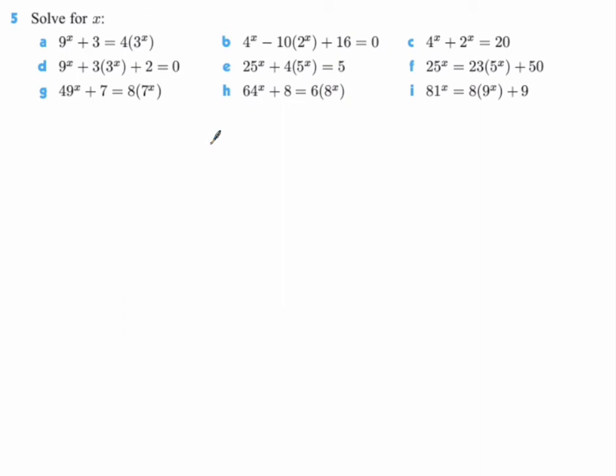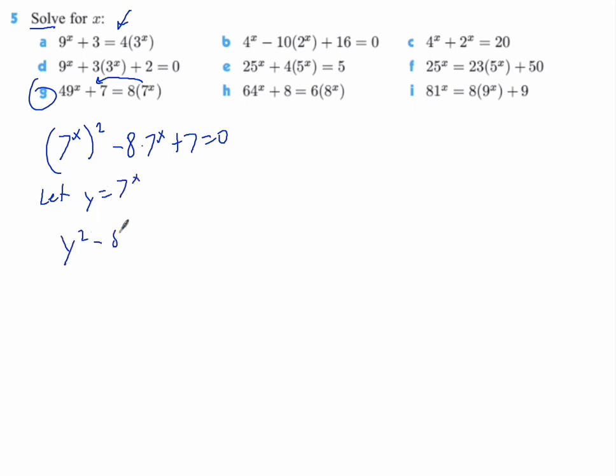Okay, these are equations now, so this is not simplifying, this is solve, but we can simplify first in order to solve, right? So maybe we'll do number G. First of all, let's get everything on one side, and we got 7 to the power of x here. We can write this as 7 to the power of x squared. We bring this to this side. Minus 8 times 7 to the x plus 7 equals 0. We can do a y substitution. Let y equal 7 to the x, so we have y squared minus 8y plus 7 equals 0. So it's a quadratic that we can factorize. So that's y minus 1, y minus 7.